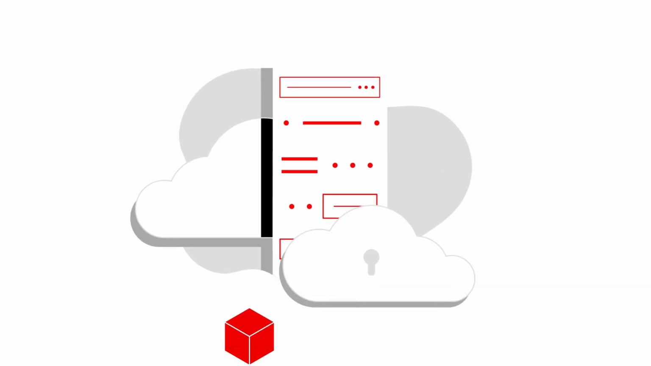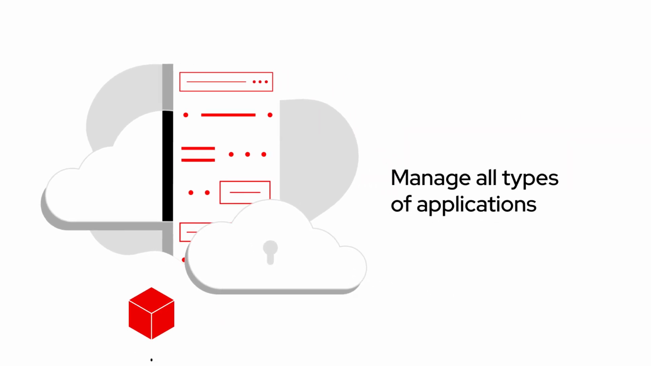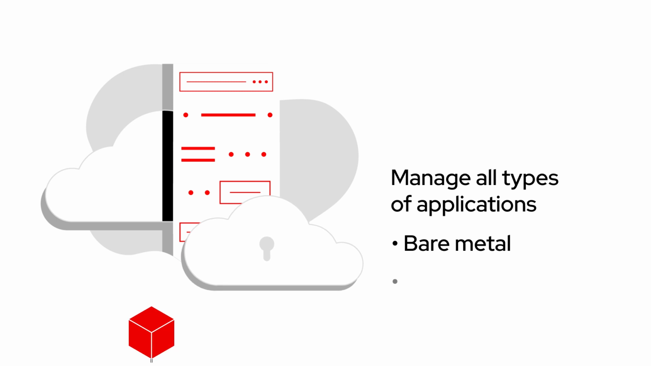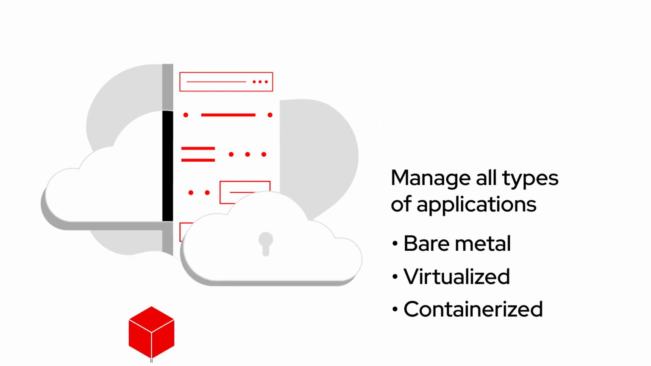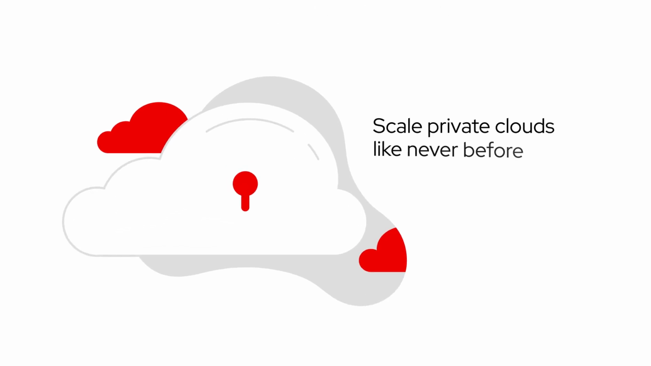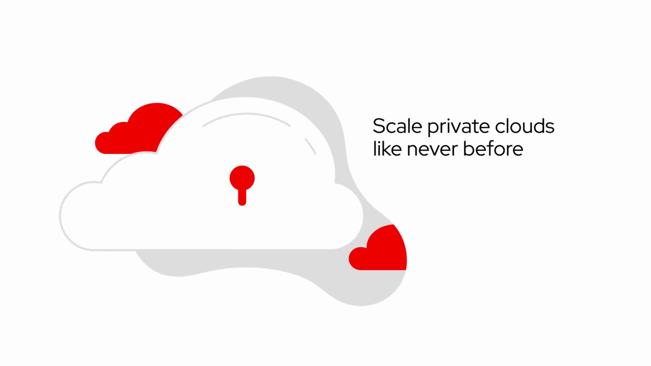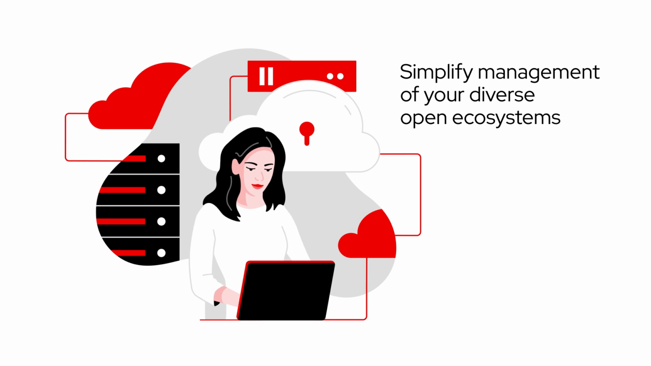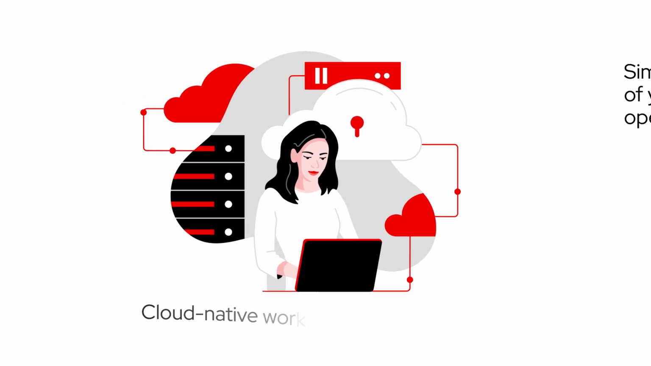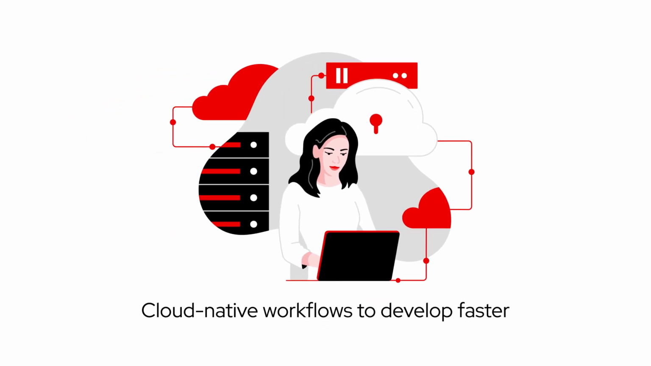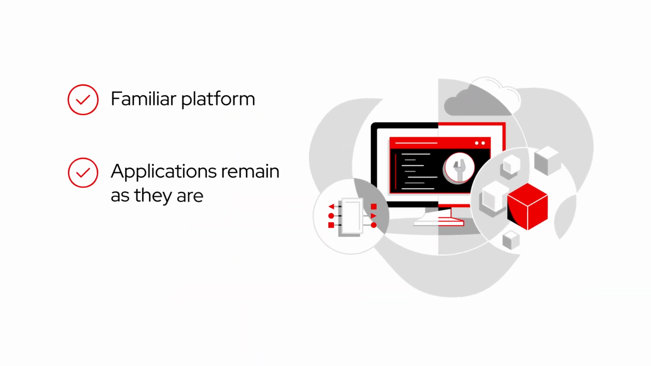With the combination of Kubernetes and OpenStack, you can innovate quickly and manage all types of applications, bare metal, virtualized, and containerized, together. While some things will change, like the ability to scale private clouds like never before, simplify management of your diverse open ecosystems, and take advantage of cloud-native workflows to develop faster, you'll still be on a familiar platform, your applications can remain as they are, and the same level of customization through plugins and partners is still there too.